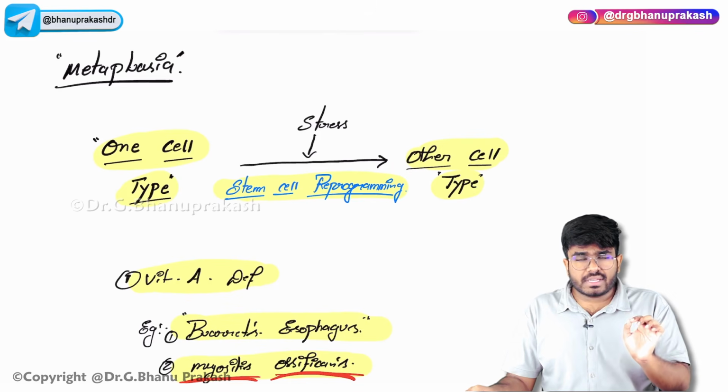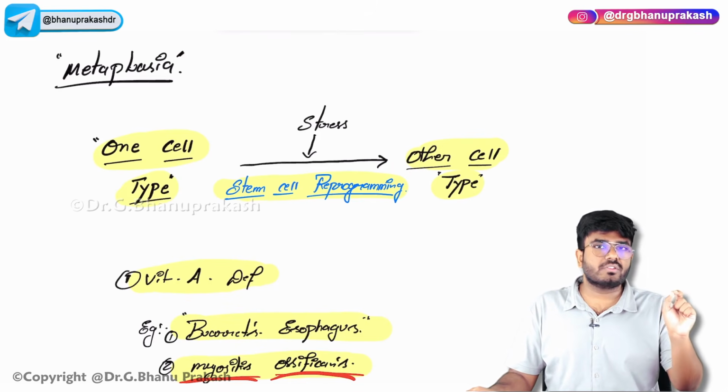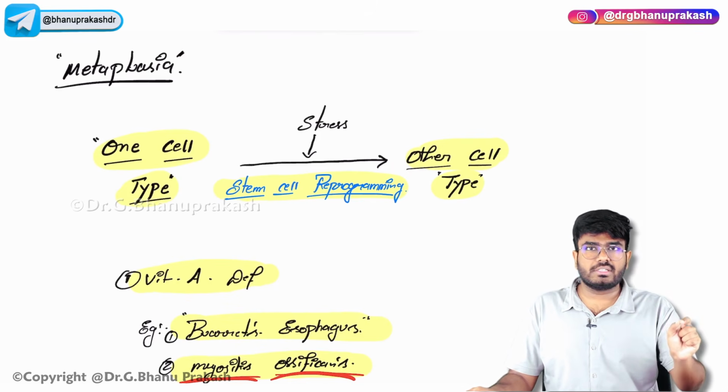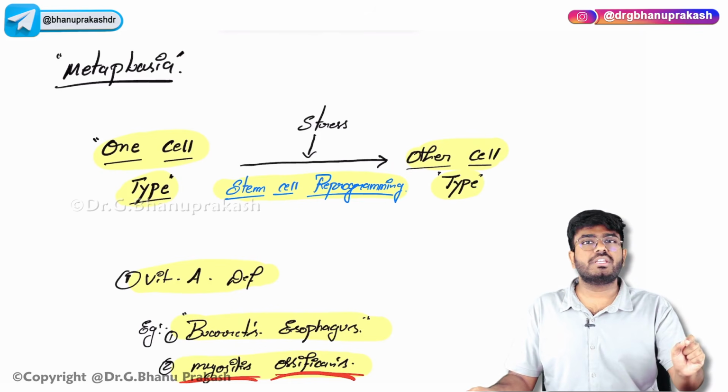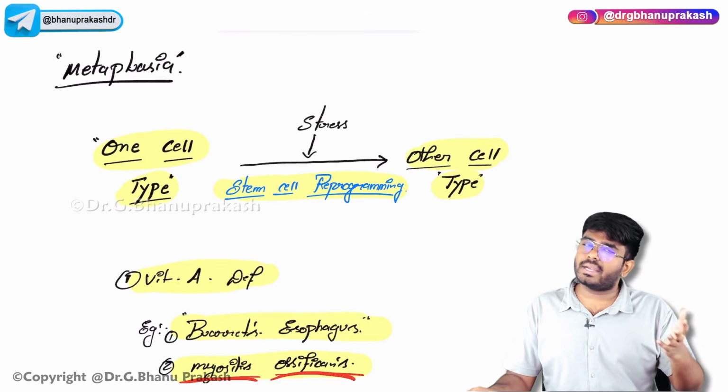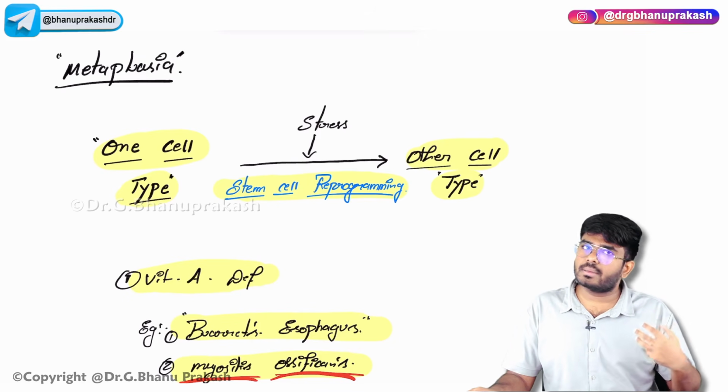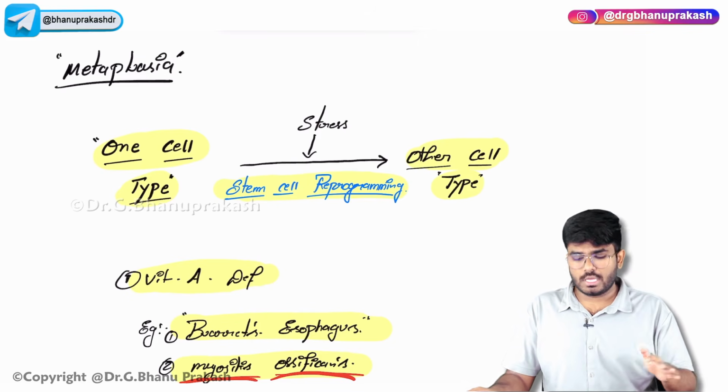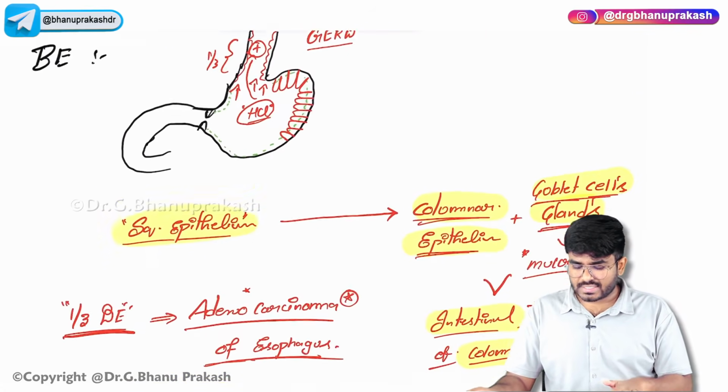Barrett's esophagus is a risk for adenocarcinoma of the esophagus. What is the most common site? Lower one third. Vitamin A deficiency, metaplasia. Myositis ossificans, metaplasia. Barrett's esophagus, metaplasia. Smoker's lung, metaplasia. So with this, we have completed the cellular adaptations.